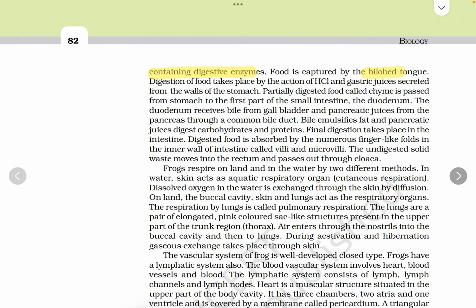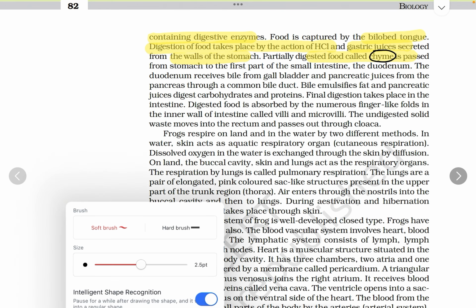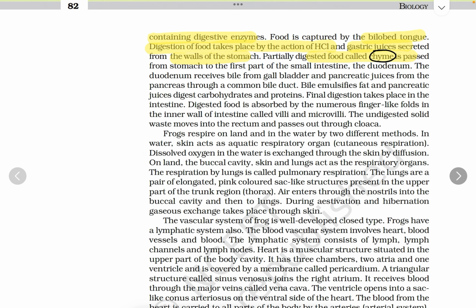Food is captured by the bilobed tongue. Digestion of food takes place by the action of HCl and gastric juices from the walls of the stomach, just like in humans. Partially digested food is called chyme. So the food that is not completely digested is called chyme. That is passed from the stomach to the first part of the small intestine, that is the duodenum.